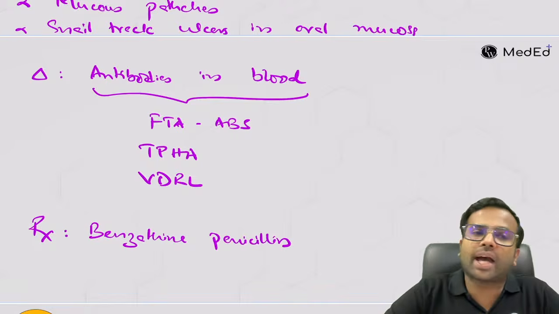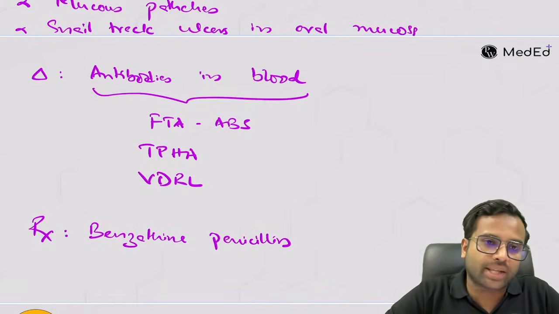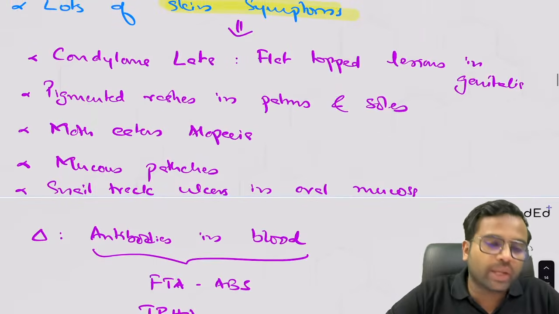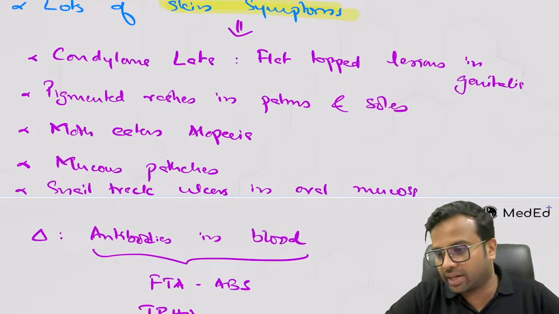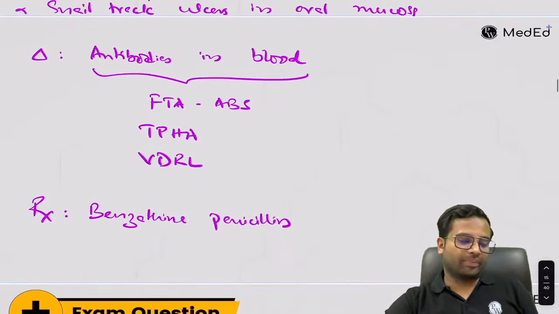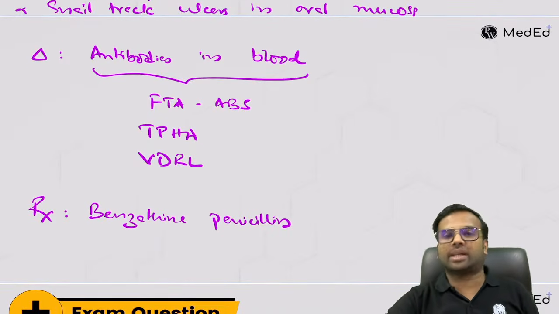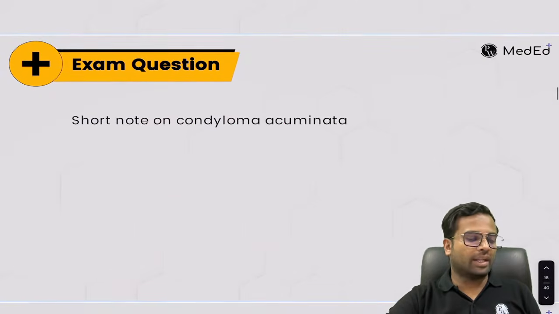All the skin lesions can be present, but not necessarily. Some of the lesions can be present, but usually these are the lesions which can be seen in a patient of secondary syphilis. Clear? That is a short note about secondary syphilis. Clear? Now let's see another question.